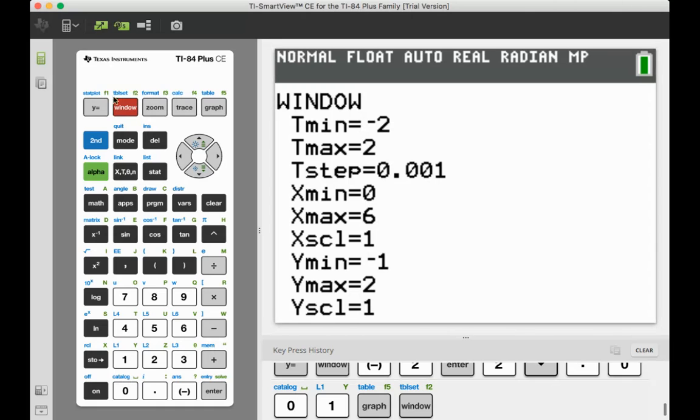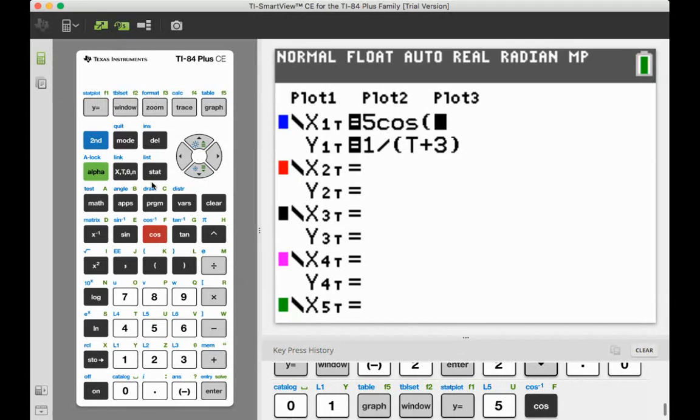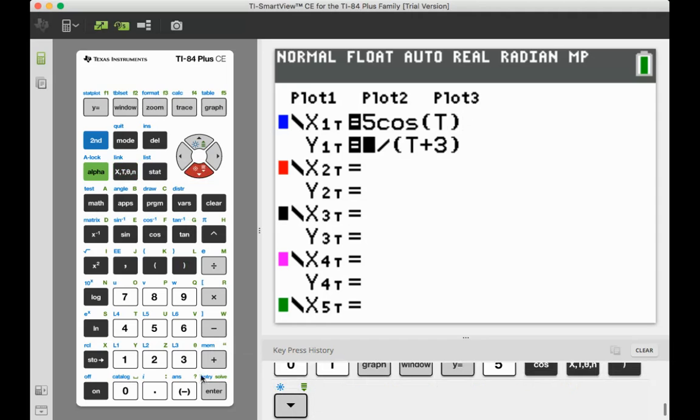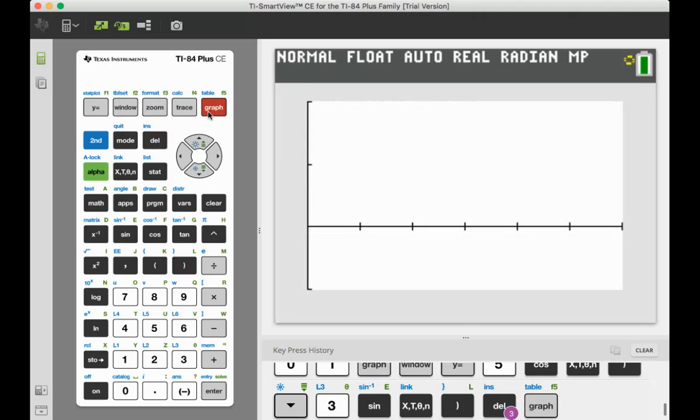Let's look at graphing just one more from our example video. So I'm going to go back. We looked at a problem where x was equal to 5 cosine t and my y value was equal to 3 sine t. Close my parenthesis. I will delete those other pieces, and we'll look at our graph.